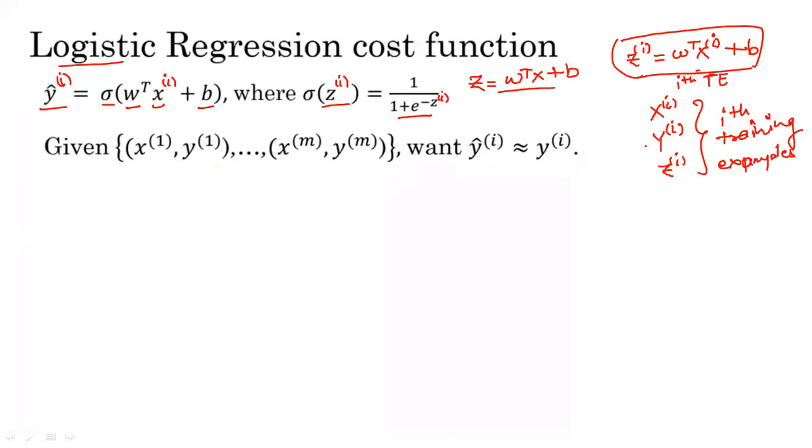Now we have been given some m training examples, and these training examples are represented in the form of x, y pairs. The first training example would be x1 comma y1, then x2 comma y2, and that goes on till xm comma ym, where xm comma ym is the mth training example.